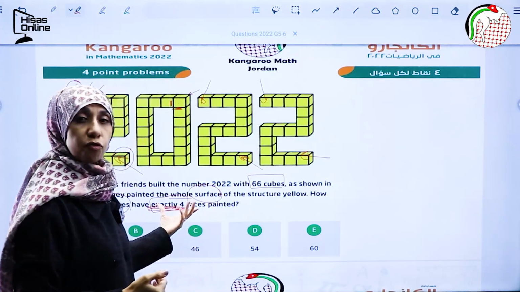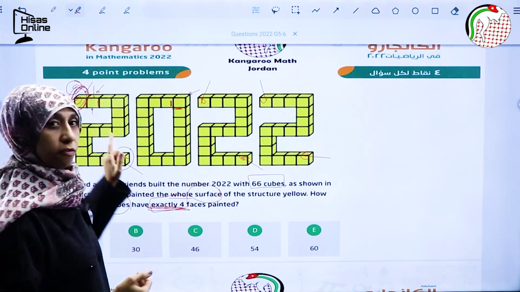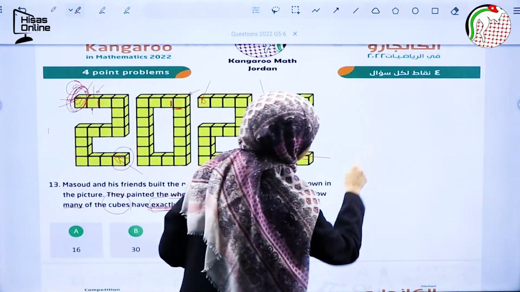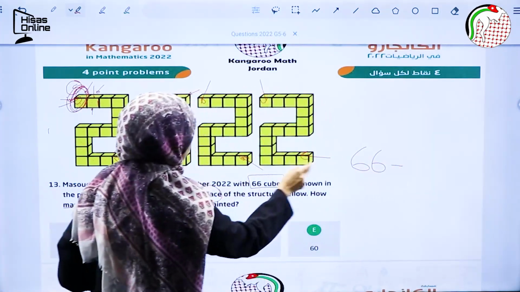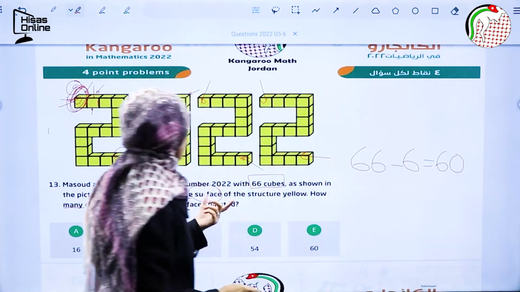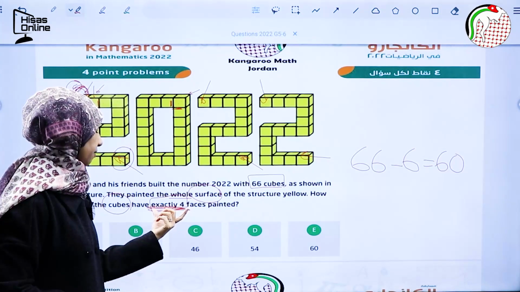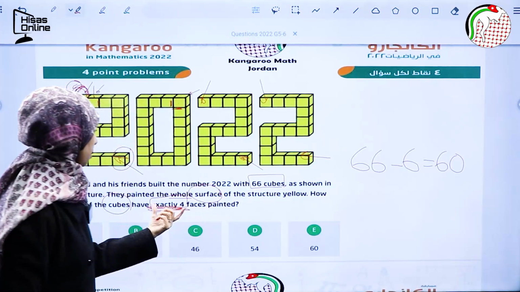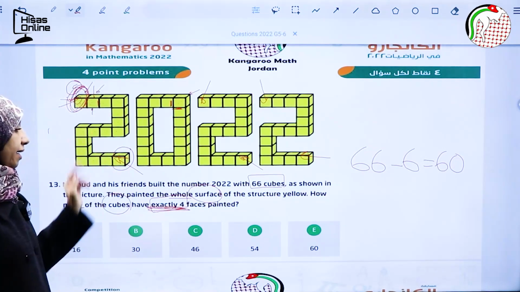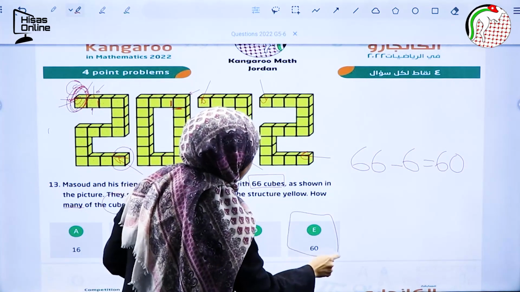have more than 4 faces. Actually, each one of them has 5 faces painted yellow. So I have 66 cubes minus, as we said, 6 cubes. The result is 60 cubes that have exactly 4 faces painted yellow for each one of them. So the result is 60, which is E. So E is the right answer.